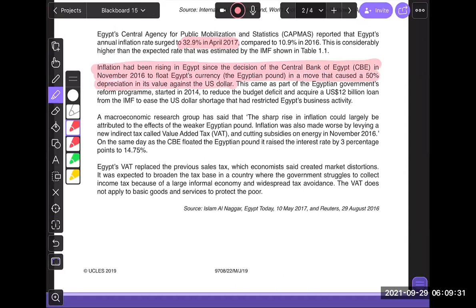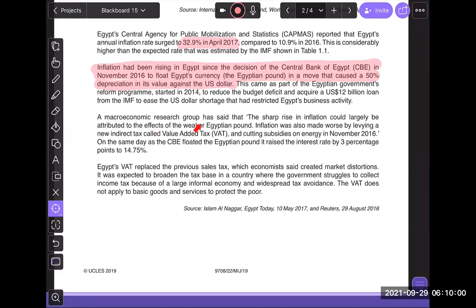This came as a part of the Egyptian government's reform program started in 2014 to reduce the budget deficit and acquire a US$12 billion loan from the IMF to ease the US dollar shortage that has restricted Egypt's business activity. Something like this is happening in Pakistan as well. Pakistan has just repaid and it's finding its currency losing its value. The rupee has been depreciating considerably in the last 3-4 weeks.